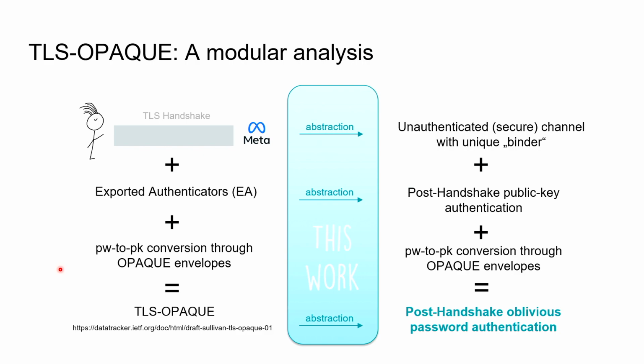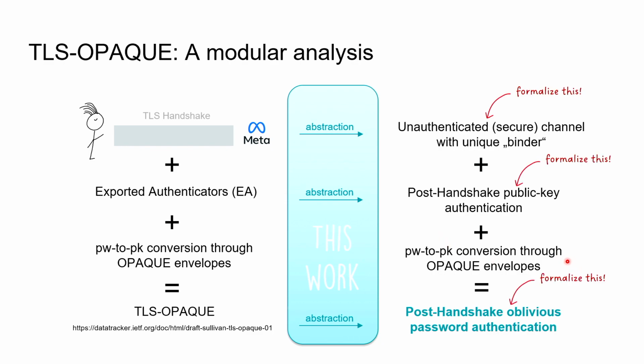Okay, so to analyze the security of this rather complex protocol, a modular analysis is in place because it has all these modular components already. So what we did is we abstracted the channel to the TLS handshake to an unauthenticated secure channel with a unique binder. The next level is that the Exported Authenticators protocol gives us something that we call post-handshake public key authentication. And the third layer, we actually don't abstract anymore because it's just a specific protocol, this specific part of the OPAQUE protocol.